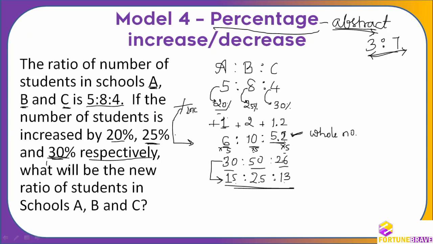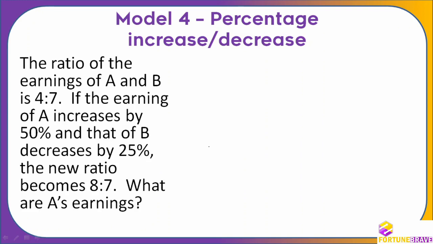So now let us go to the next question. Next question is in front of your screen, my dear friend. The ratio of the earnings of A and B is 4 is to 7. If the earning of A increases by 50% and that of B decreases by 25%, the new ratio becomes 8 is to 7. What are A's earnings? Now try to understand.